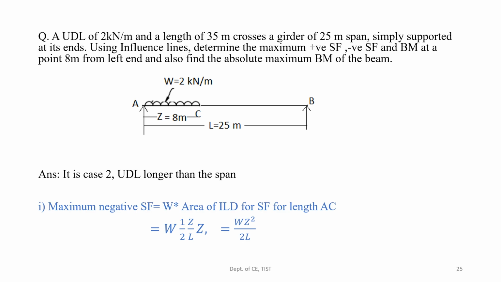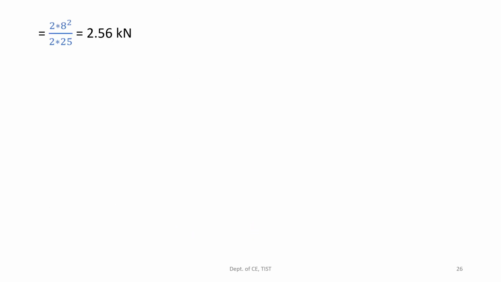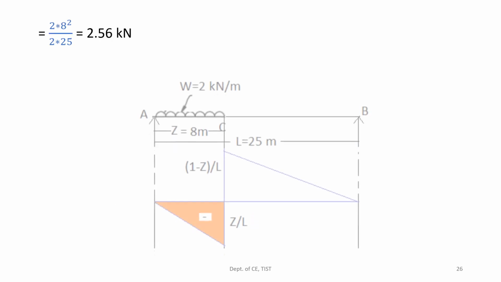The next problem: W is Z square divided by 2L. So W is equal to 2 into 8 square divided by the length of the UDL, which is just 25 meters. Okay.